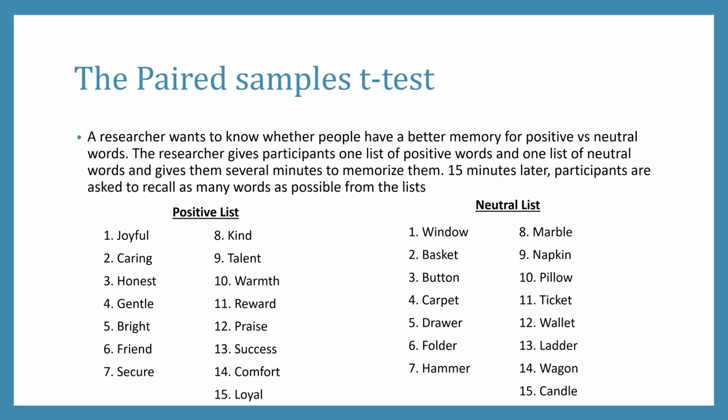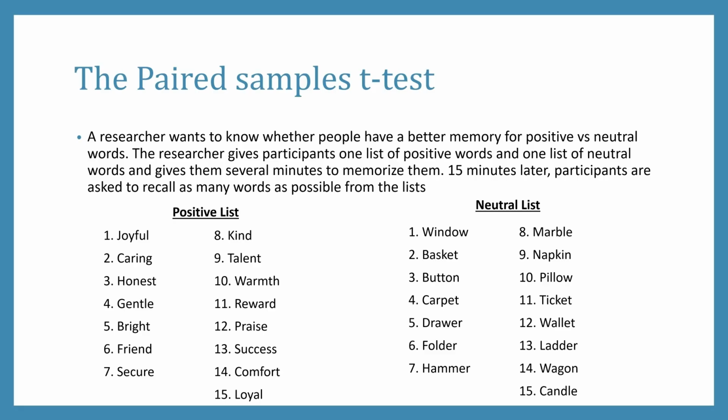So the researcher gives participants one list of positive words. You can see here the positive list is all these nice, warm, fuzzy words like caring and friend and reward and comfort and things like that. And then they also get a neutral list, and these are kind of just whatever words: carpet, ladder, pillow, napkin, whatever. And the researcher is trying to see whether people have a better memory for the positive list versus the neutral list. And so the participants are given a couple minutes to memorize these lists.